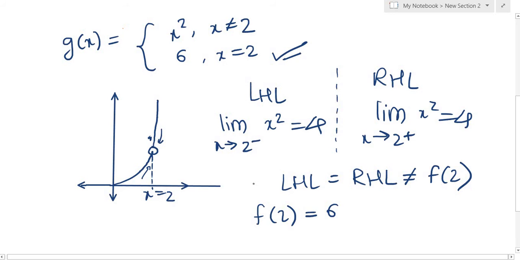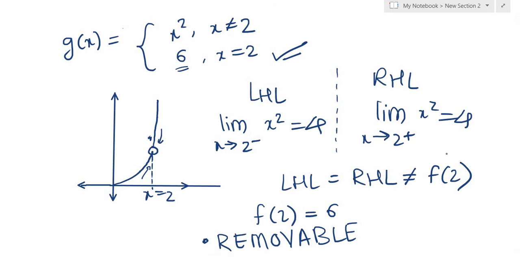But the thing is, we can remove this kind of discontinuity by redefining this portion properly. If this portion was 4 instead of 6, then LHL would equal RHL, and that would equal the value of the function at 2. Since we can remove this discontinuity, these are called removable discontinuities, by just changing this small value. But the jump discontinuity you can't change, because they are two different functions entirely.